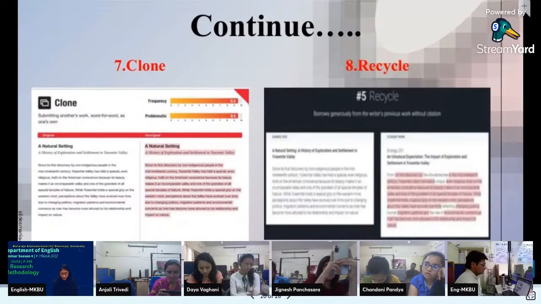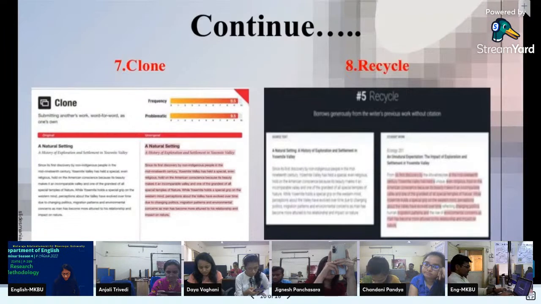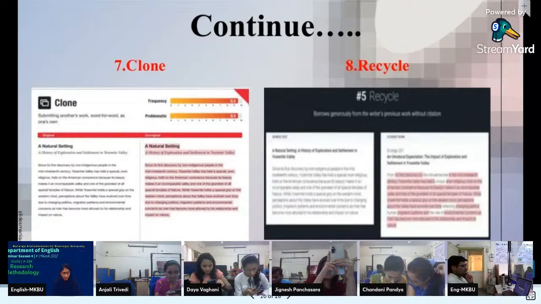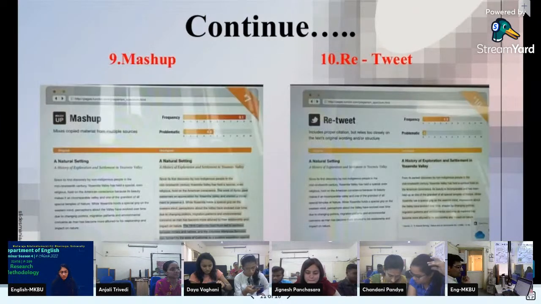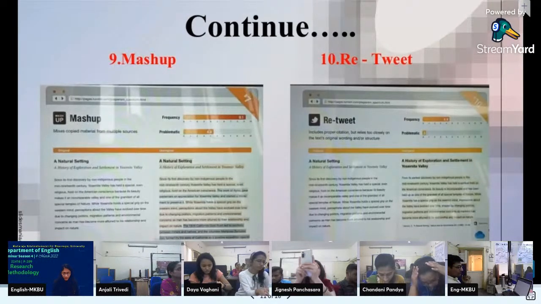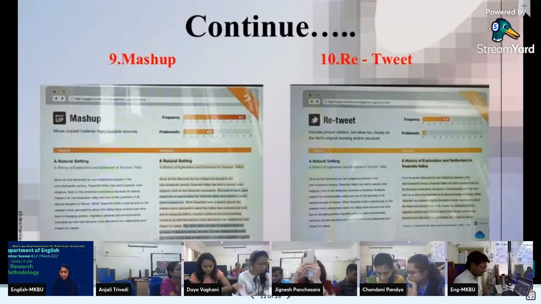Now clone. Clone is submitting someone else's work, just transcribed, as your own work. In recycle, the writer borrows from their own previous work without citation. In mashup, the work in the article has already been published by someone and is not cited.